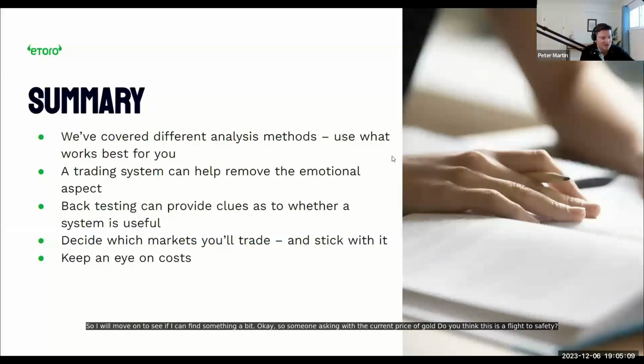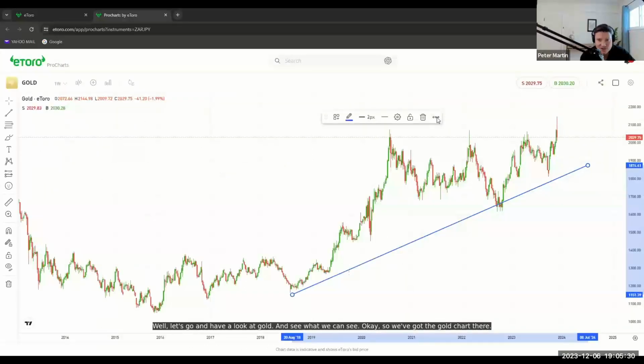Okay, so someone is asking, with the current price of gold, do you think this is a flight to safety or more of a technical move? Great question. I always like to say the great questions are the ones that are really tricky to answer. Well, let's go and have a look at gold and see what we can see. Okay, so we've got the gold chart there. And so, the current price of gold.